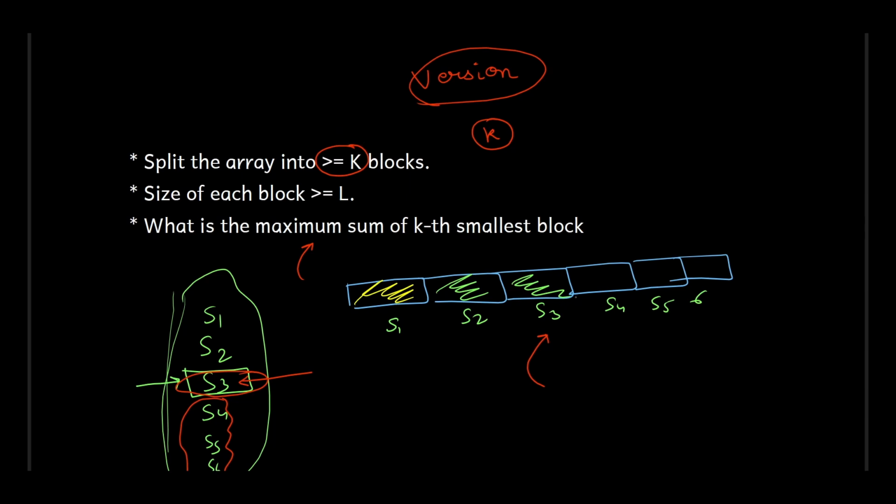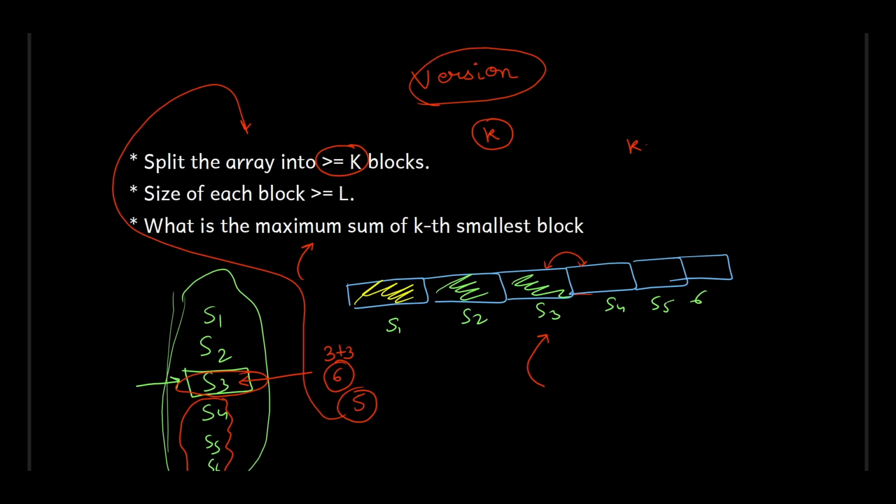Then what about the block that is on the right hand side of S3? Can you merge these into a single block? Yes, because right now there are 3 plus 3 blocks, right? There are a total of 6 blocks. But if you merge it, there will be a total of 5 blocks and the constraints will still be satisfied.